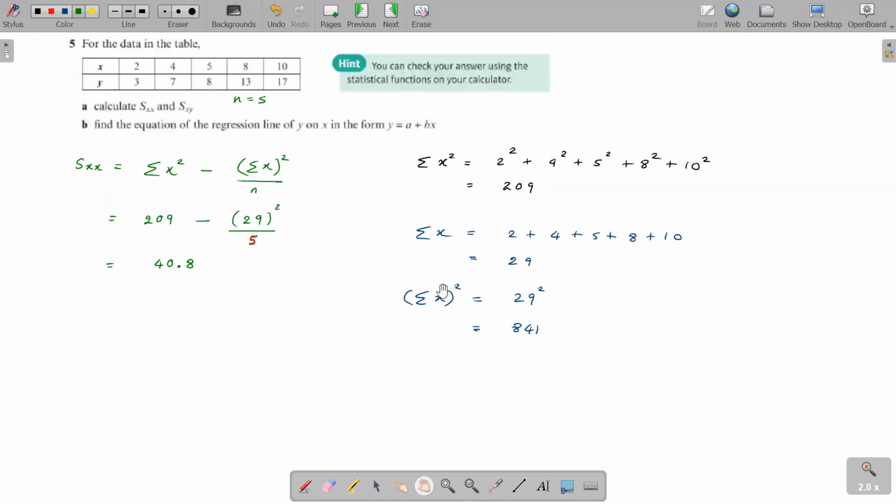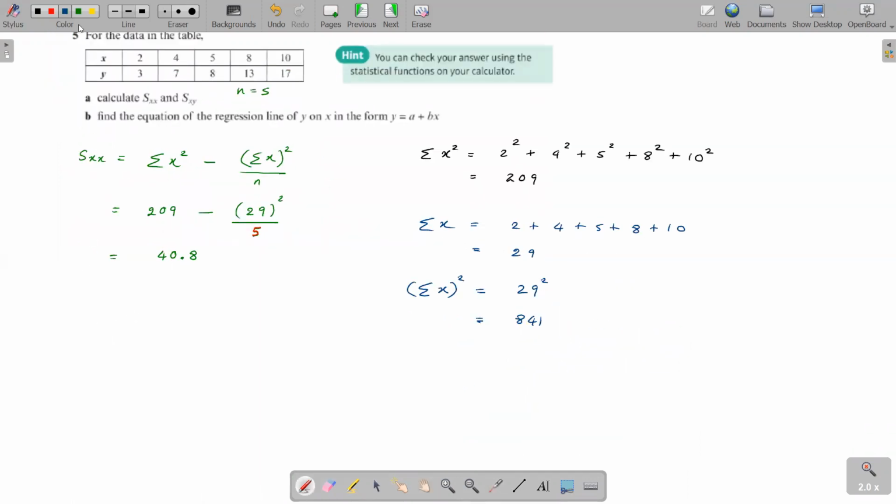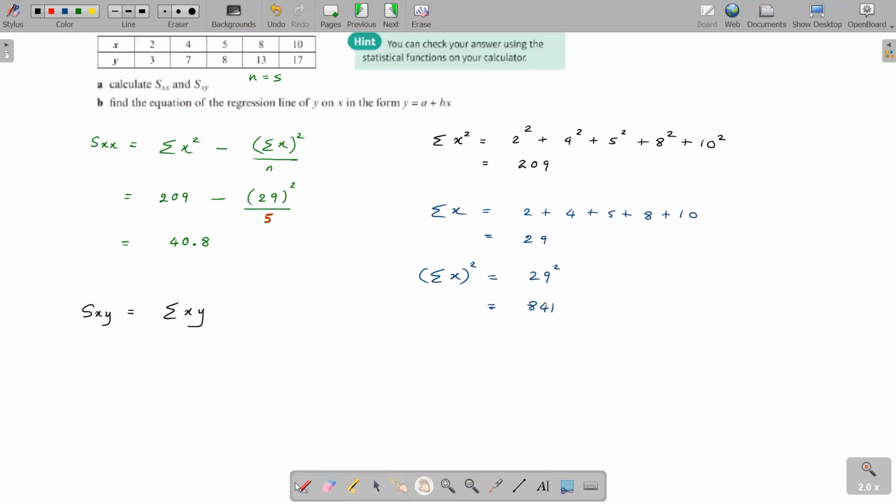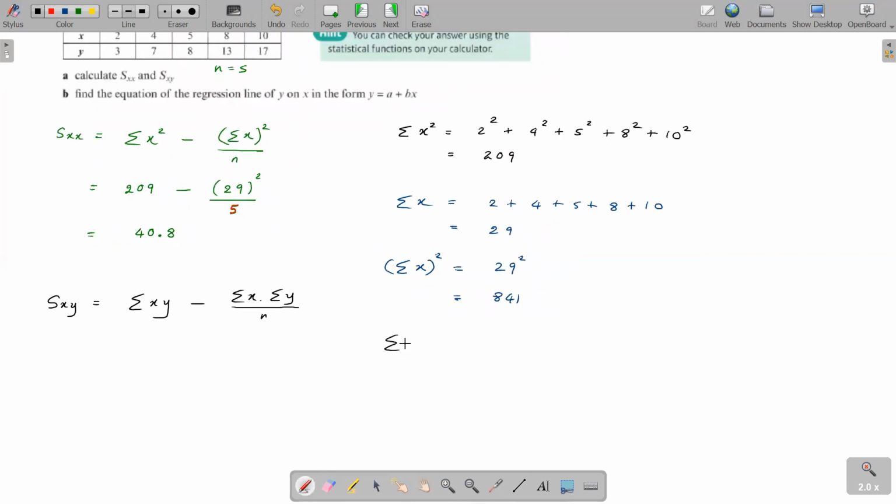Now we go for Sxy. So let's write the Sxy equation. So who is Sxy? Sxy is sigma xy minus sigma x times sigma y over n. Okay guys, so how do we get sigma xy? It's really simple. Sigma xy means summation. The sigma means to add. So you are supposed to add the products, the product of x and y.